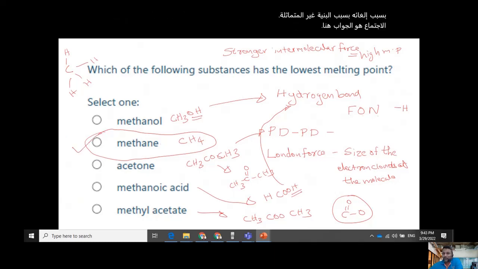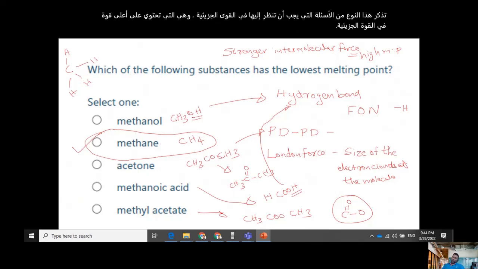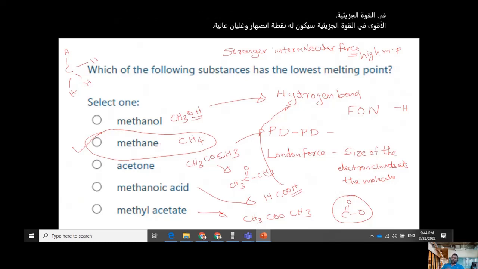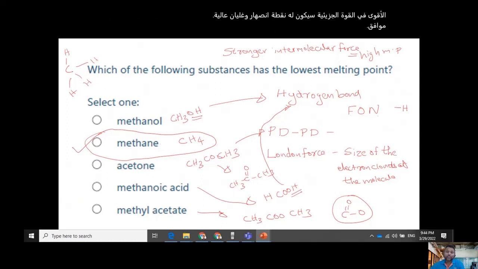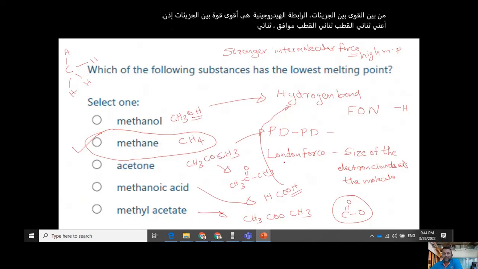Remember, for these kinds of questions you have to look for intermolecular forces. The one with the strongest intermolecular force will have a high melting and boiling point. Among intermolecular forces, hydrogen bond is the strongest. Then permanent dipole interaction. The last one is the London force, which is just because of the electron clouds of the molecule.